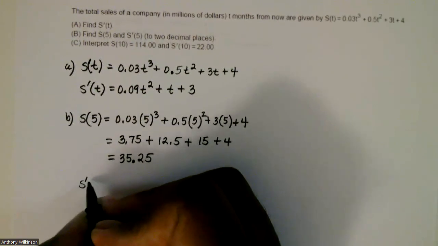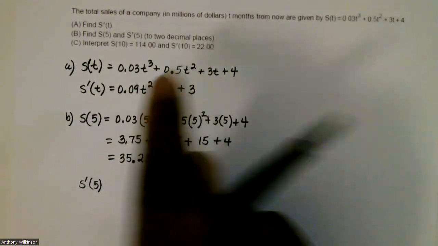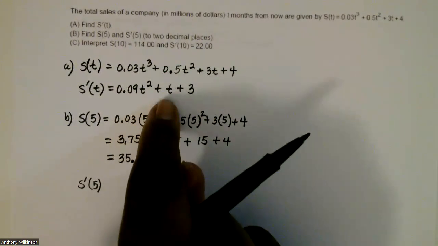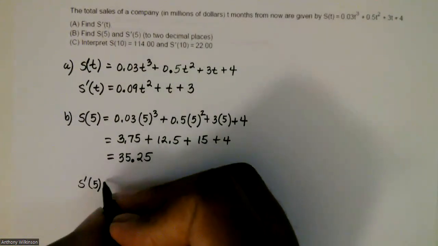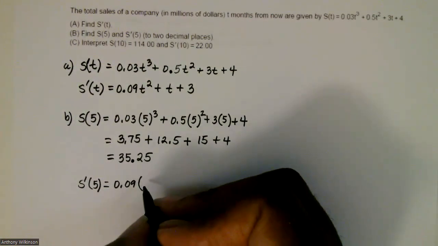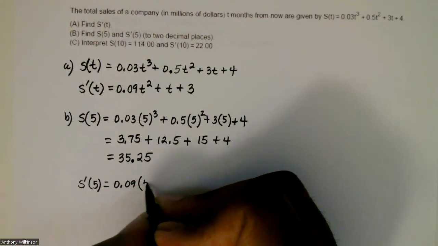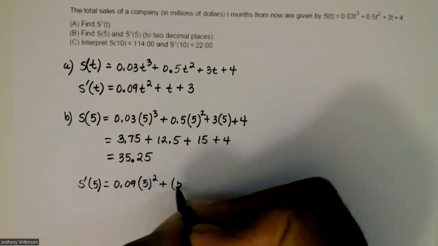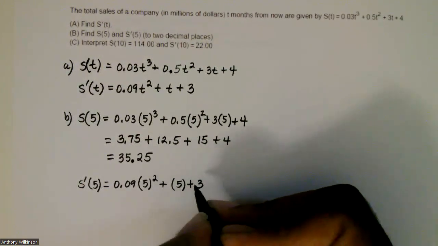S prime of 5, this time we use the function S prime of T. That's this one right here. And substitute our T with 5. So it'll be 0.09 times T, which is 5. And that's going to be squared, plus T, again, that'll be 5, plus 3.